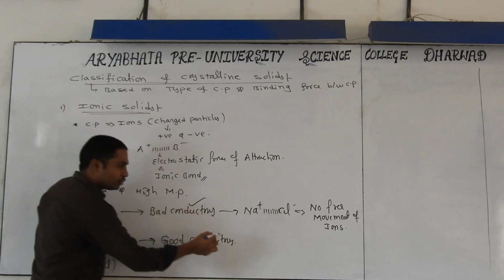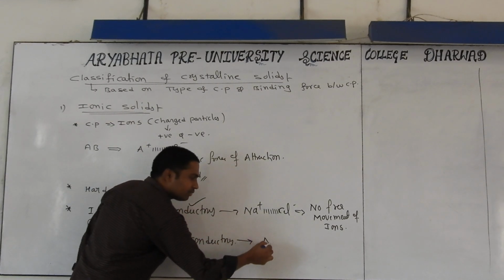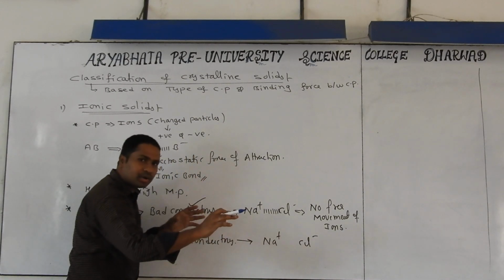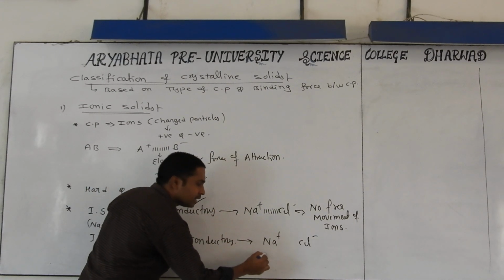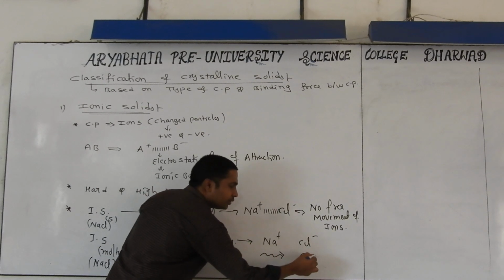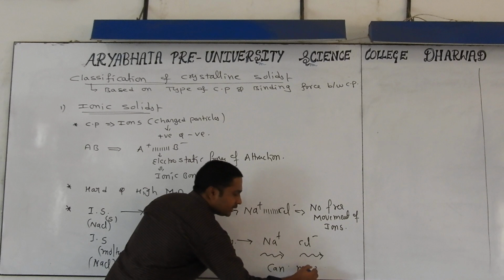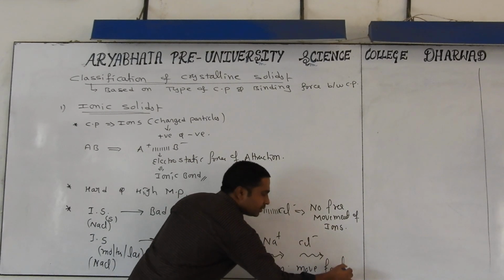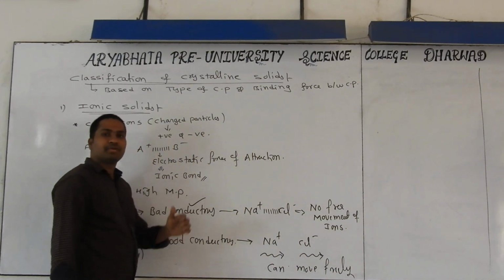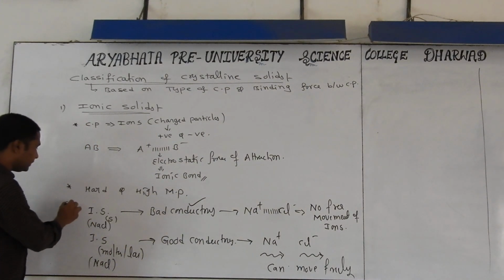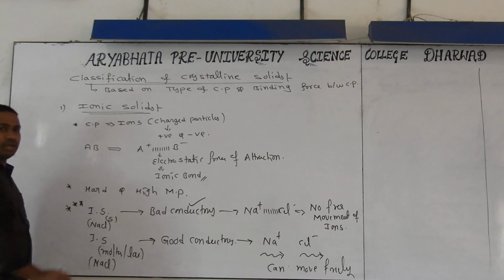Why? If you take either the molten or liquid phase, Na plus and Cl minus are very far away from each other. That's why the ions can move freely. So ions can move freely due to free movement, and they can carry the energy from one place to another place. This is the important thing regarding ionic solids.